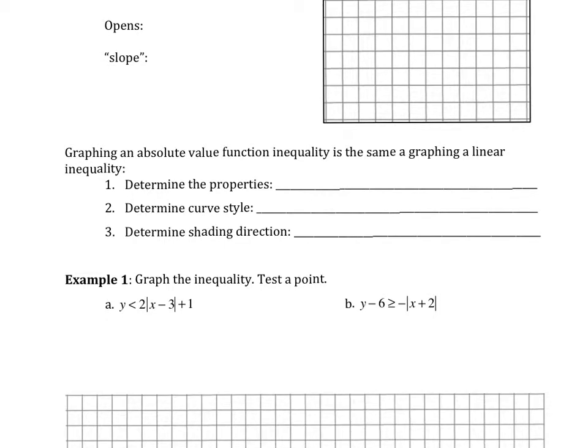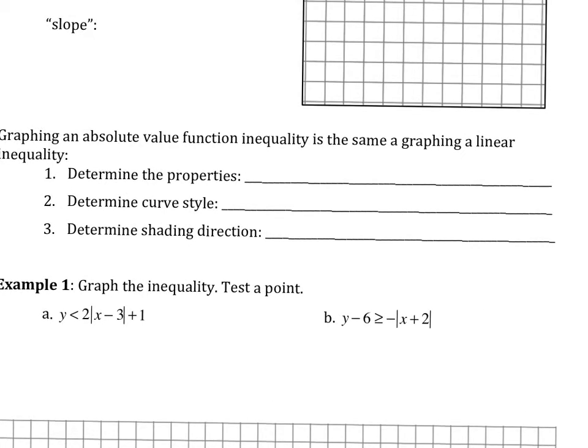So you spent some time reviewing how to graph, and now let's refresh the process that we'll do below. Graphing an absolute value function inequality is exactly the same as graphing a linear inequality. What we need to do is determine the properties of my line or my curve: the curve style, dashed or solid, and then the shading direction. Remember, we need to know the vertex. That tells me where to begin. And then we need to know how to move. In other words, we need to know the direction.